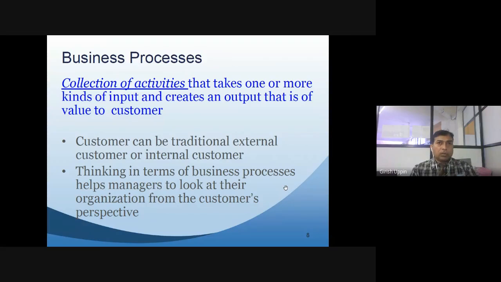So thinking in terms of the business process, actually we can have the customer's perspective. Having a certain business process will benefit the customer or not, or having such a business process which will attract more customers. So a manager can think from the customer's perspective, and he can directly correlate it to the business process.